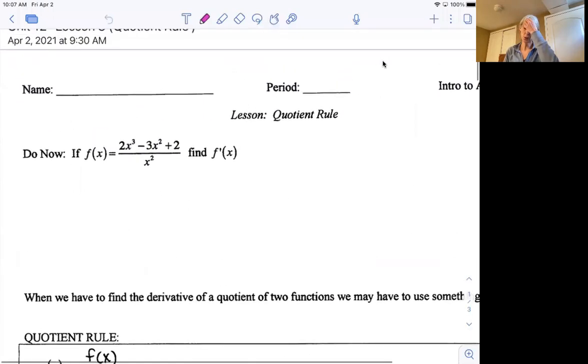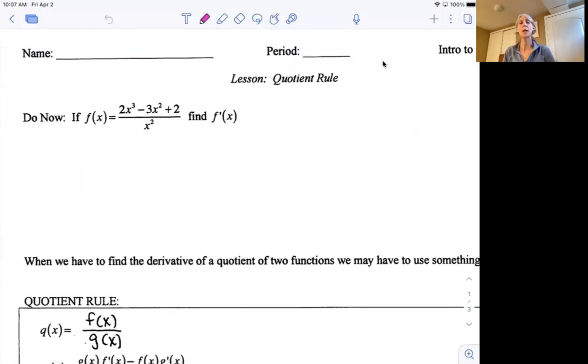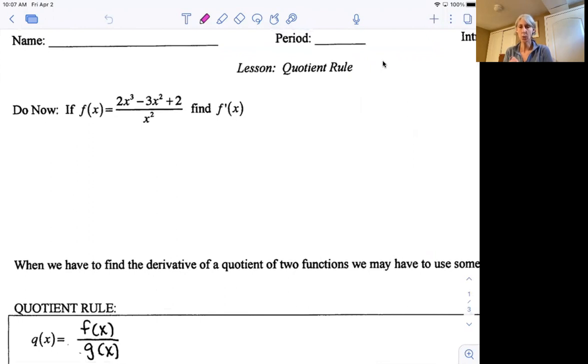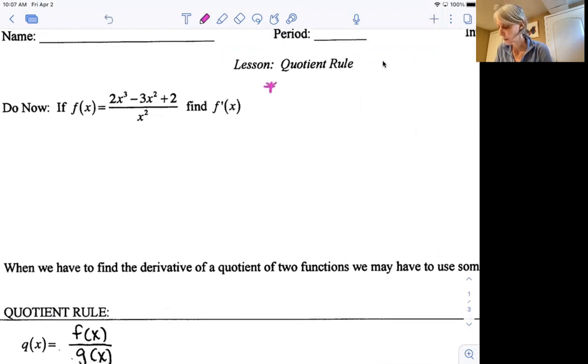If f of x equals 2x cubed minus 3x squared plus 2 over x squared, and you're asked to find f prime of x, right now, we don't have a method to use. Okay, so we'd have to rewrite it. We don't have a rule for this, so we have to rewrite. And when we look at this, we see we have a numerator and a denominator. We call those rational functions.